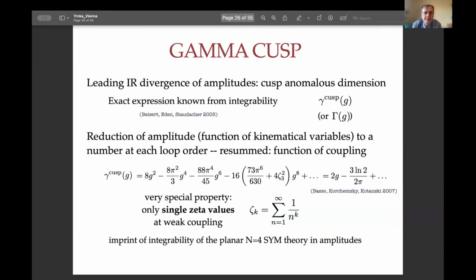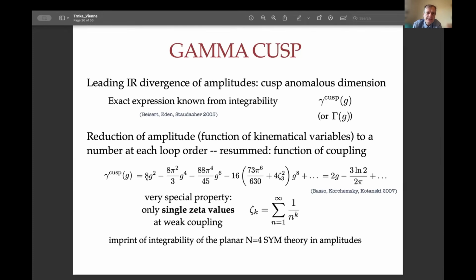Now, one thing I forgot to mention, so let me just go one slide back, is that this cusp anomalous dimension, which will play a very important role at the end of the talk, is actually known exactly in this theory from integrability, or at least conjectured to be known. There is an explicit formula of this object, gamma cusp, as a function of coupling.